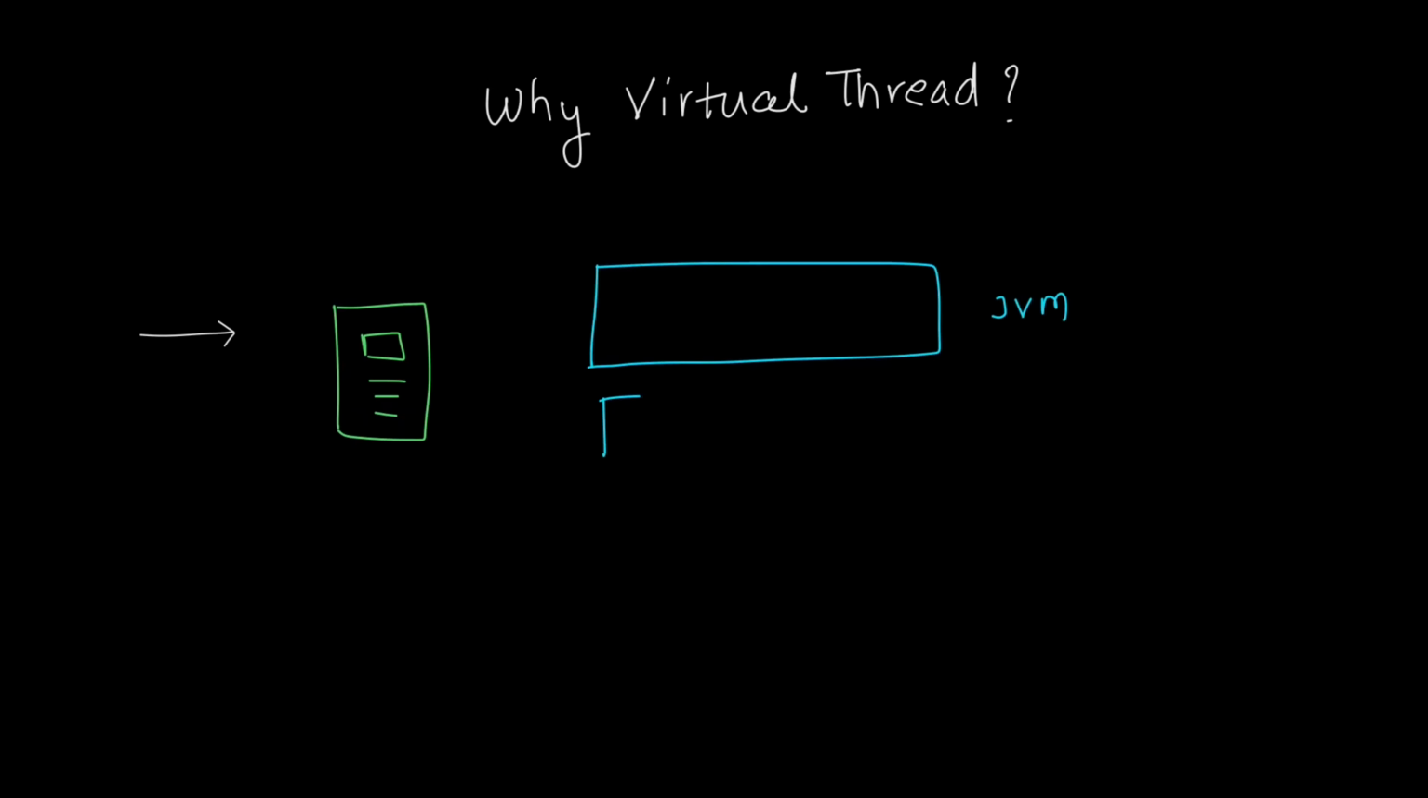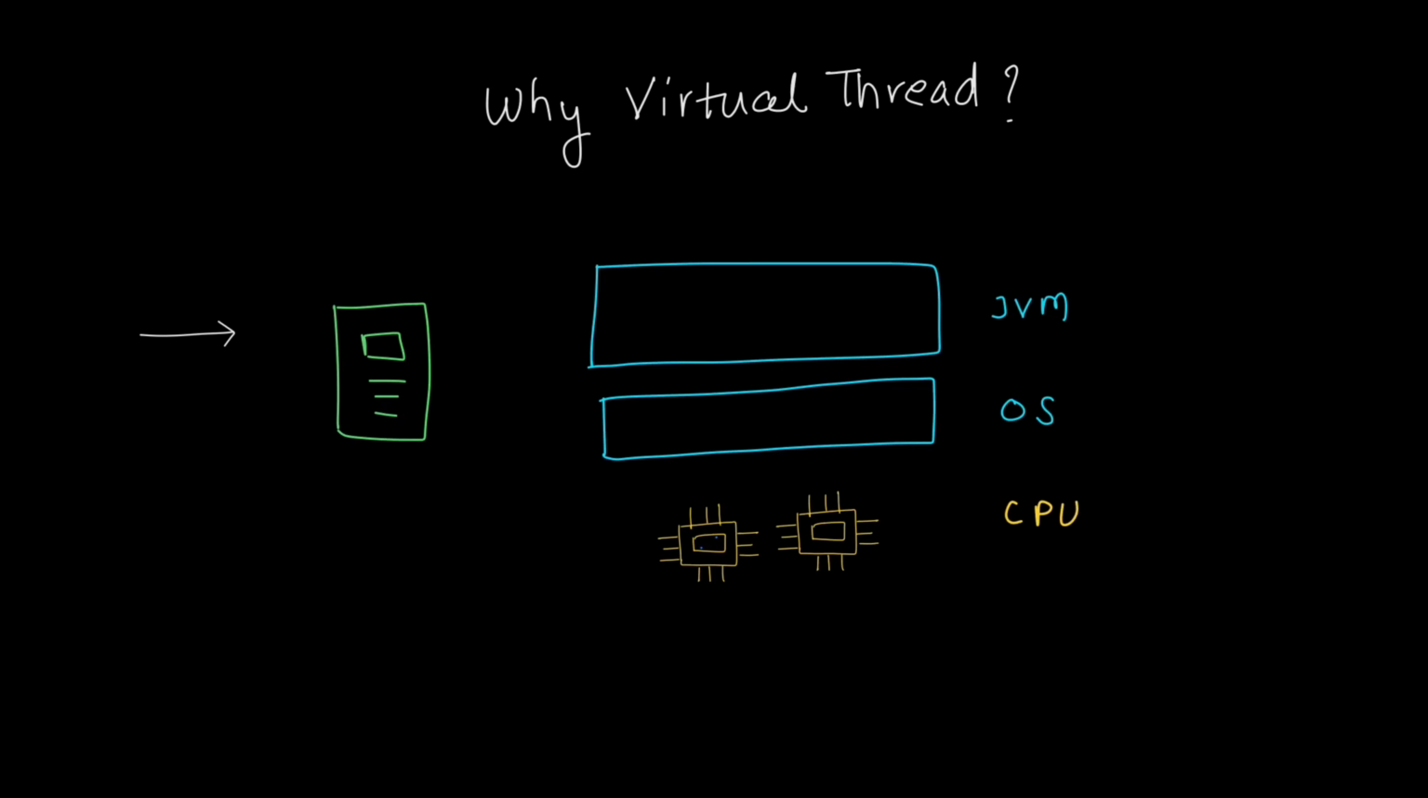A typical Java application is running inside a JVM, which is running on top of an operating system. An operating system uses CPU to run any code. Now, in the traditional thread-per-request model, for each request, Java creates one thread to handle that request, which means if two more users access your server at the same time, Java will create two more threads.